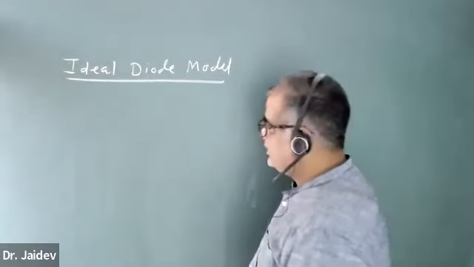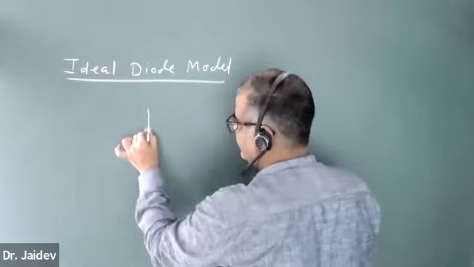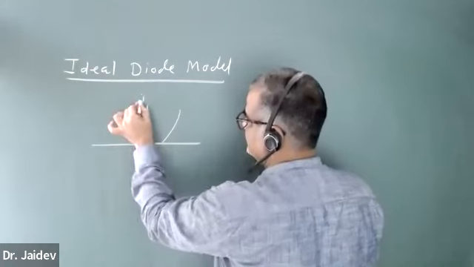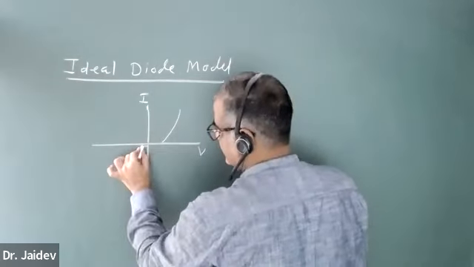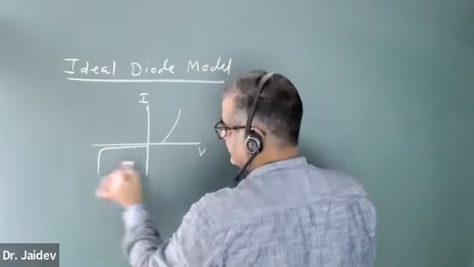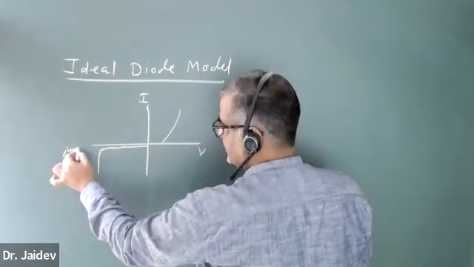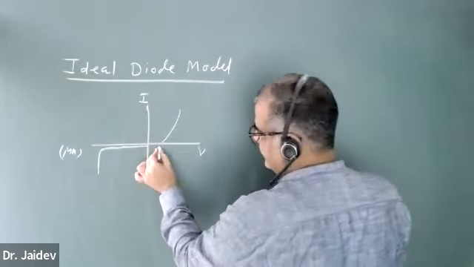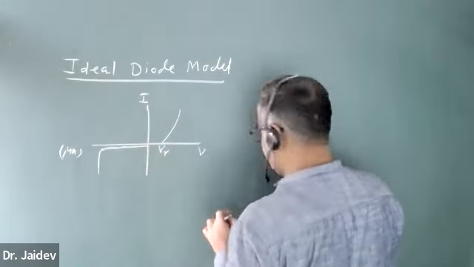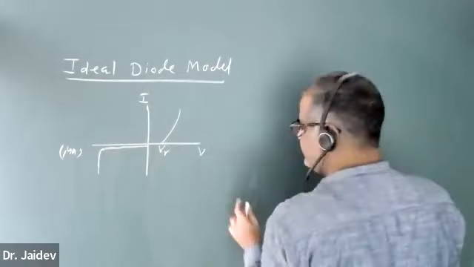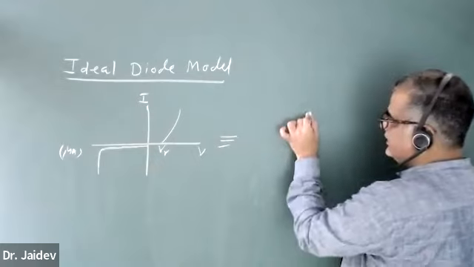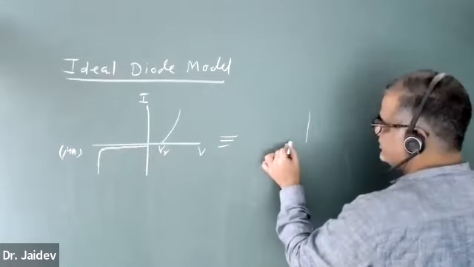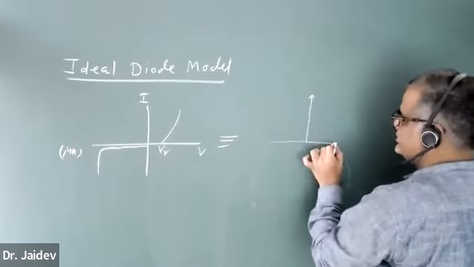Now, in the ideal diode model, we assume that we know the IV characteristics of a diode. The IV characteristics of diodes are given like this. This is your I, this is your V, and a reverse current flows, in microamperes, when your diode is reverse biased. The diode starts conducting at a particular voltage which is called V gamma in reality. But in the ideal diode model, I say that there is no voltage drop across the diode. Without any voltage drop the diode conducts. So this is the IV characteristic of an ideal diode.